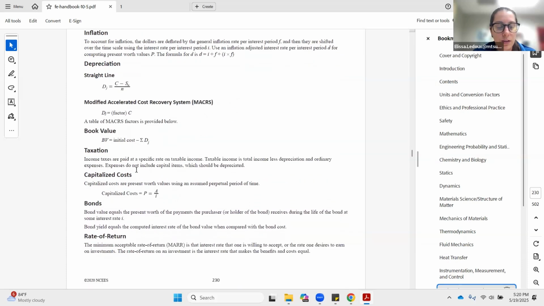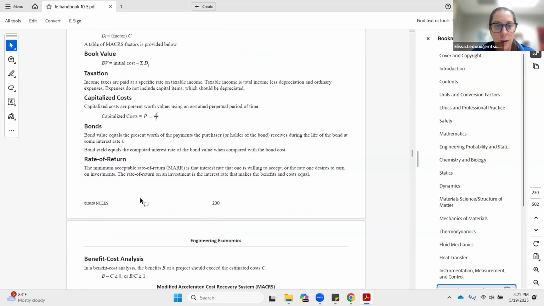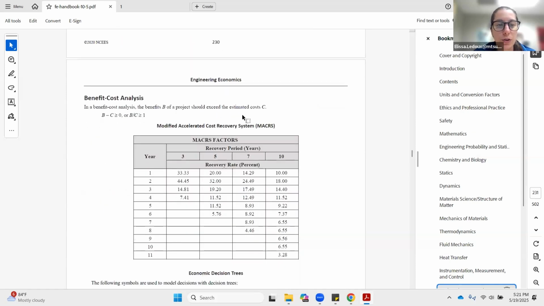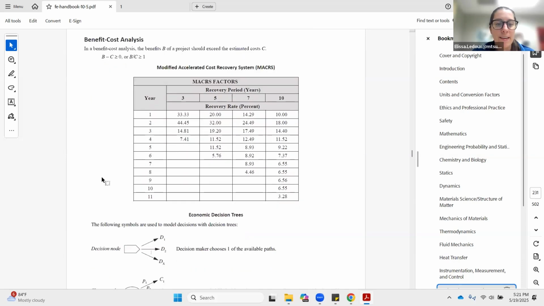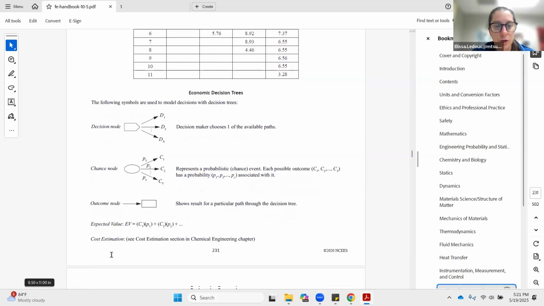Okay, so these are just some different types of costs, and rate of return. That's the interest rate that you would be willing to accept on the investments. Is it a good rate of return or is it not? The rate of return would basically make the benefits and the costs equal to you. Then a benefit cost analysis is where you would see, okay, is the benefit greater than the cost? Obviously if it's not, don't do it. And then these are just some additional formulas.